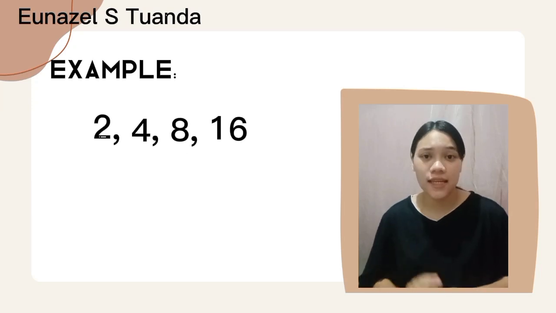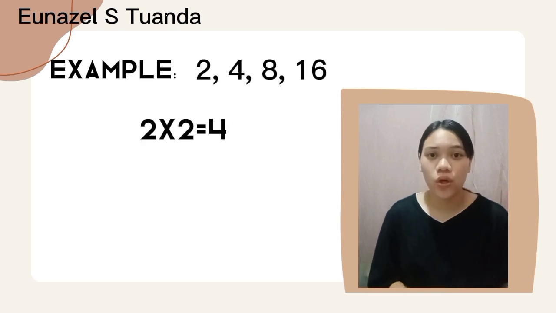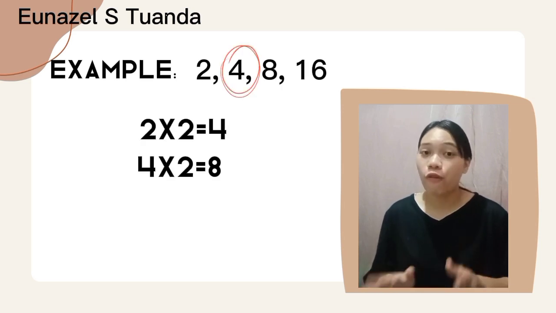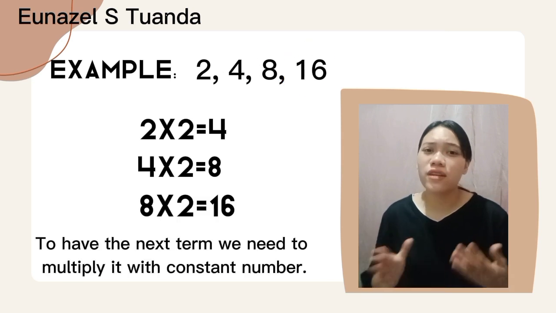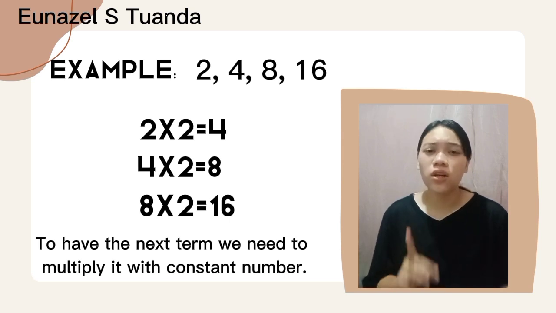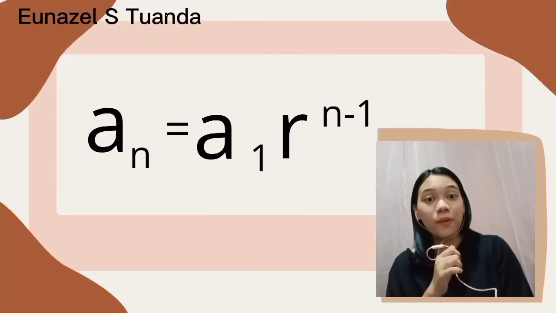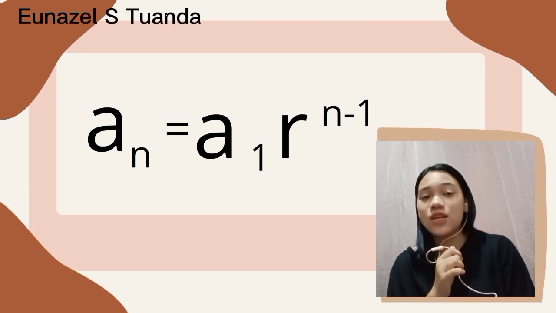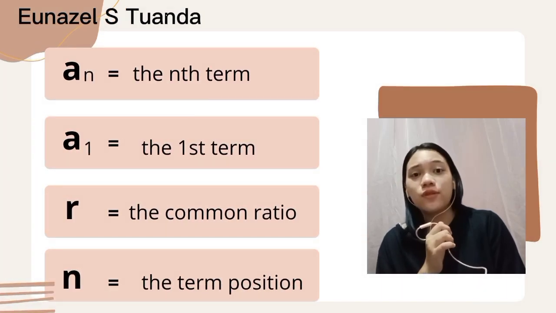2, 4, 8, 16. So how did it become 4? By multiplying it by 2. 2 times 2 is 4, and 4 times 2 is 8, and 8 times 2 is 16. So to have the next term, we need to multiply it with its constant number. So our common ratio here is 2. So the formula that we will use is a sub n equals a sub 1 multiplied by r raised to n minus 1. A sub n is the nth term, while a sub 1 is the first term.